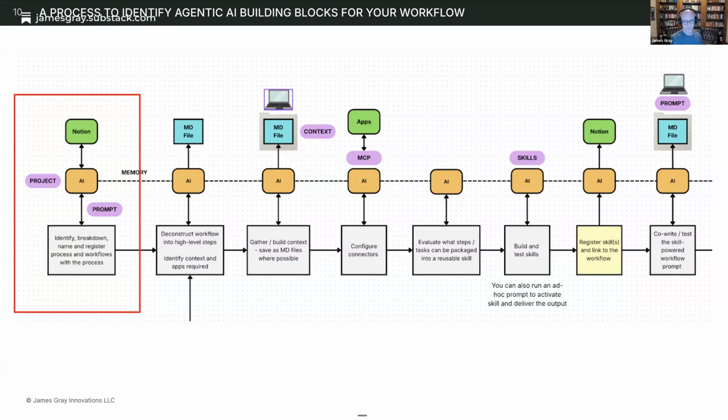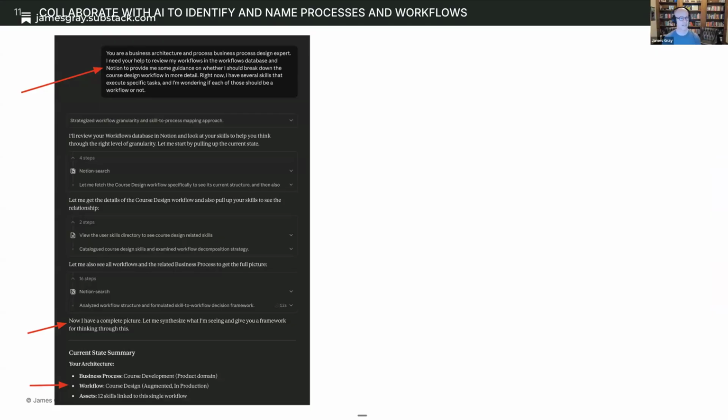And I'm going to focus on this first step around how I actually go about identifying and breaking it down. I'm going to talk to Claude, and it's going to help me identify what these processes and workflows are. And in the second step of our lightning session, I'm going to take you at a high level through all the building blocks so that you can get down to actually building it. But the first thing that we need to do is identifying it.